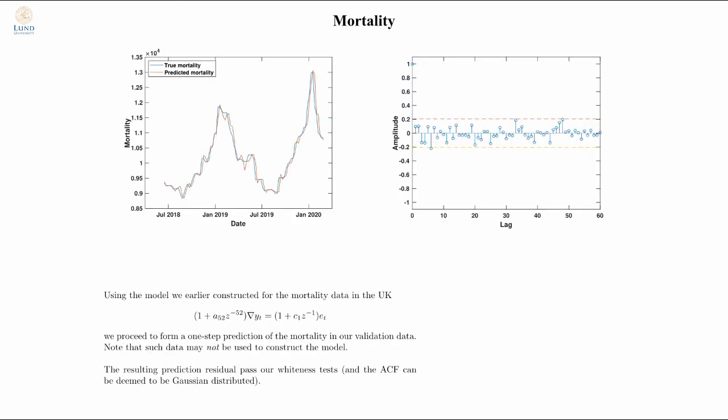Returning to the mortality data in the UK that we built a model for earlier, I now use this model to do a 1-step prediction on my validation data. That is data that I haven't seen before, and I am trying to see whether my model is a good fit to this data. This is the 1-step prediction compared to the true mortality, and as you can see, I'm following the curve quite closely. And if I look at the ACF of the prediction error, this can be deemed to be a white sequence, and the prediction error and the ACF for this one are also normally distributed, telling me that this is a reasonably good model, and I can therefore trust my 1-step prediction to be accurate.